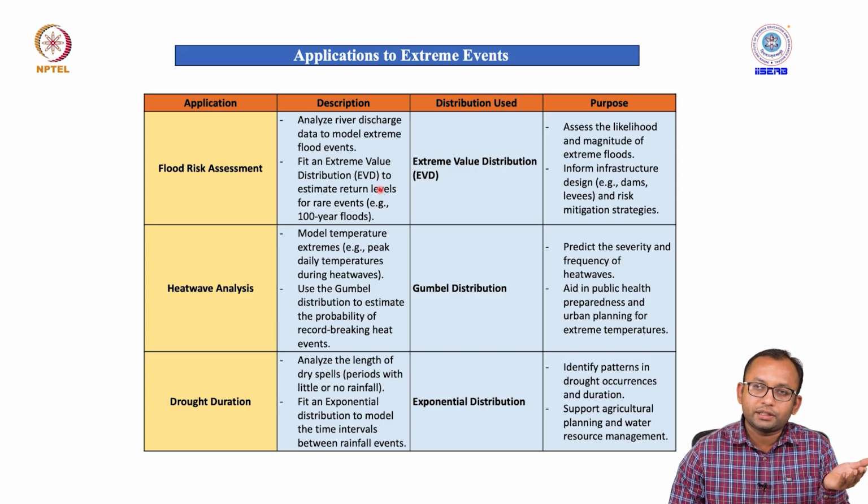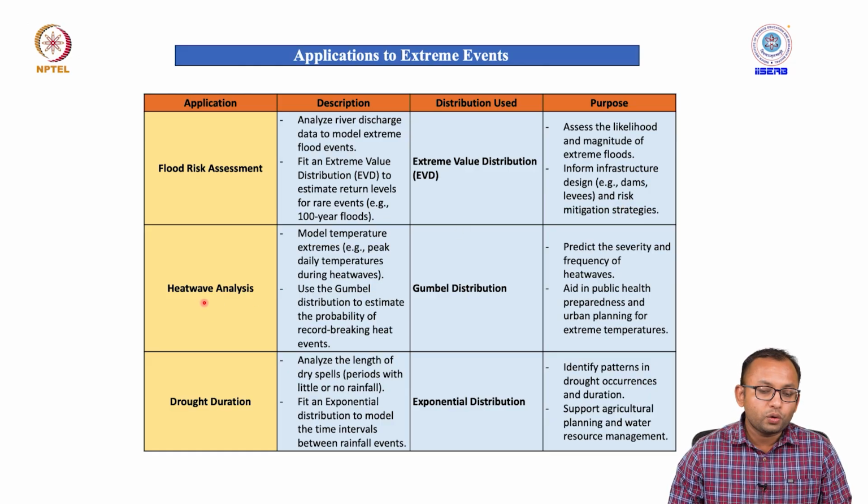level magnitude is basically what is the probability of occurrence of 100-year floods. So, 100-year floods generally are defined as 1 by 100, which is 0.01 probability, and corresponding to 0.01 probability, we calculate the magnitude using the fitted distribution data set. That is called extreme value analysis, and therefore, we analyze the likelihood of occurrences of different extreme flooding events, and based on that information we can inform infrastructure design, dam levee and risk mitigation strategies, like that.